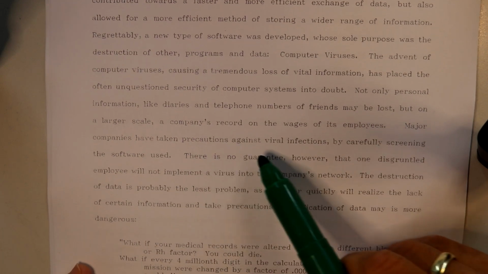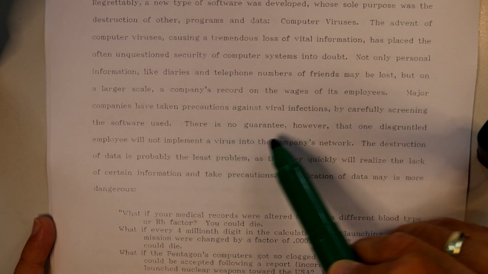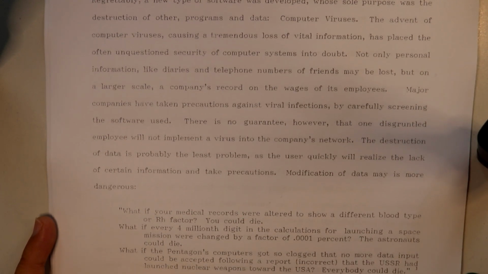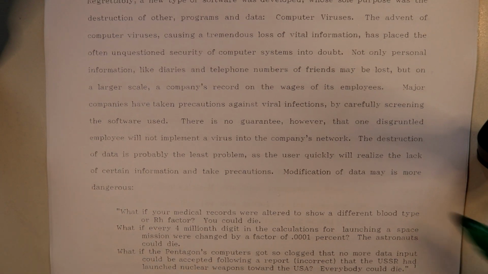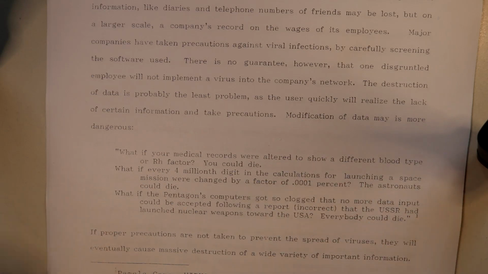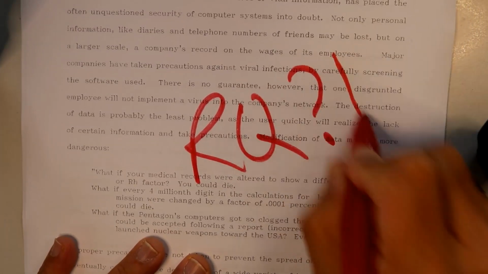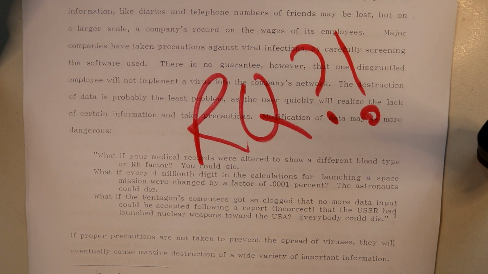Major companies have taken precautions against viral infections. No, really? Where is the reference for that? There is no guarantee, however, that blah, blah. There's no research question. Modification of data may be more dangerous, and then there is some kind of a quote here. The research question is missing. Where in the world is the research question? I expect a research question somewhere on the first page.